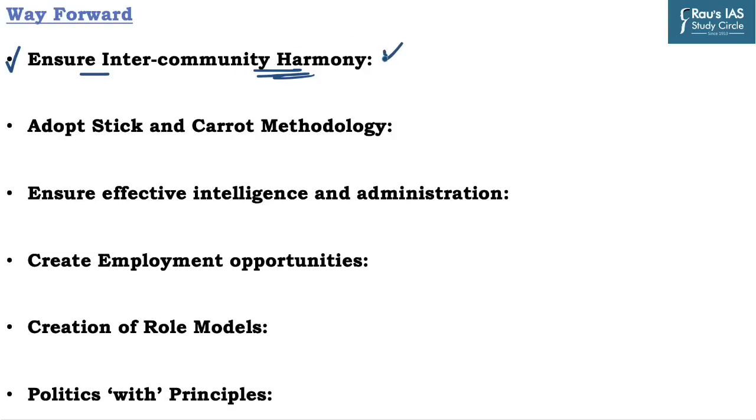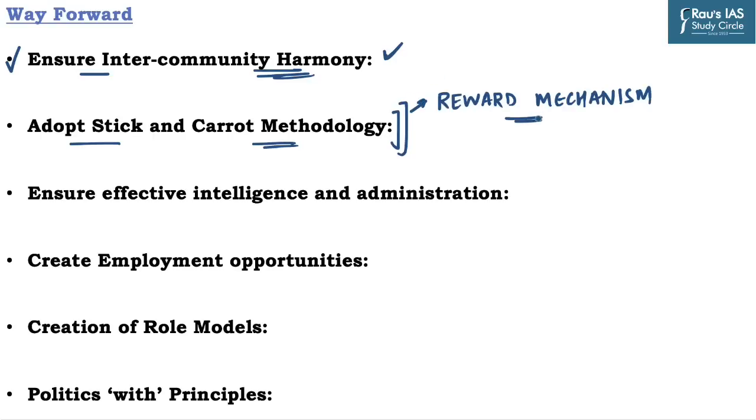So it can be one of the solutions. The second one is to adopt the stick and carrot methodology. Now what do we understand by this? It talks about the reward mechanism in which those who are doing good work will be rewarded by the administration. State can adopt this kind of methodology so that people who are contributing towards inter-community harmony can get due respect and reward, while those who are disrupting the peace can be punished adequately so that others can take lessons from it. So it is a reward and punishment mechanism.